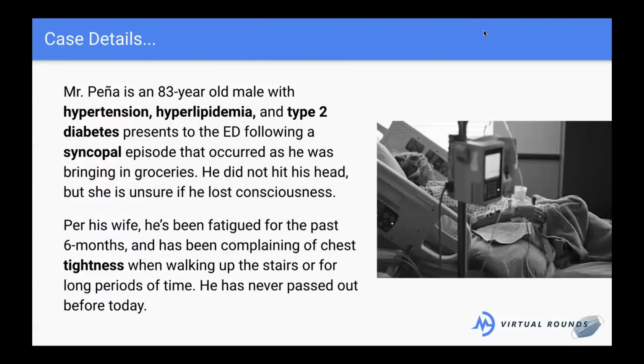All right, so this is about Mr. Pena. I'm pretty sure this is a lady in the picture, but it's a stock image, so it was the best I could do. So Mr. Pena is an 83-year-old male with hypertension, hyperlipidemia, type 2 diabetes, and he presents to the ED following a syncopal episode. Does someone want to clarify what a syncopal episode is for me in the chat?